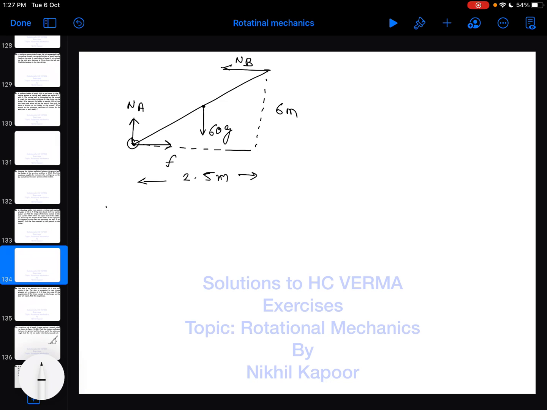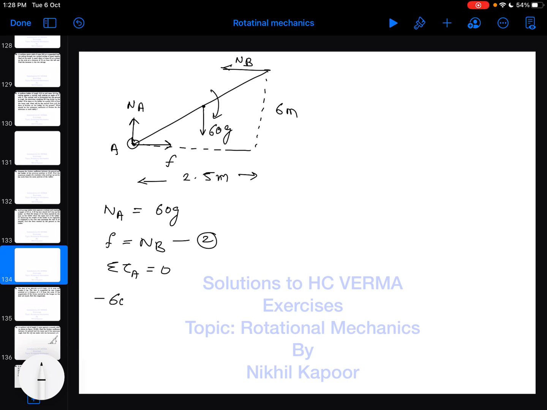First of all I can say NA equal to, so what is NA equal to? Total force acting up must be equal to total force acting down, so NA is 60g. While total force acting right must be equal to total force acting left, friction is equal to NB, but we don't know the value of NB. So let's find the torque. Torque about point A must be 0.